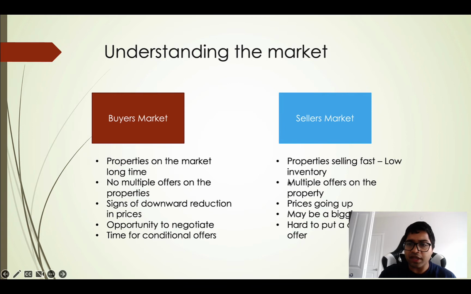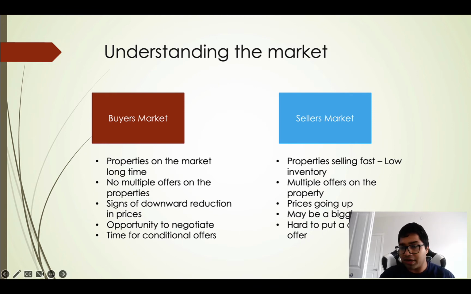Now, the other type of market that you can encounter is the seller's market. In a seller's market, properties are selling very fast. You will hear news a lot about low inventory. There is no inventory in the market because properties get listed, they sell right away. There are multiple offers on a property, so there is a bidding war. Generally prices are going up. Let's say the property is listed for 400,000. Someone might put an offer of 420. So the prices are going upwards.